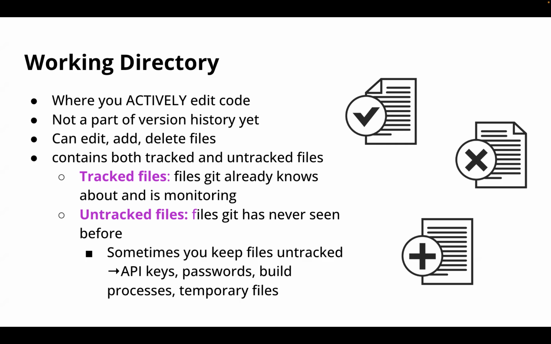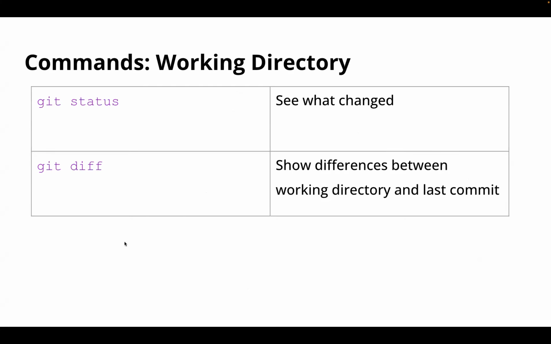Okay, so here's some commands that you might work with within the working directory. So we have git status. This is where you can see what has changed within your project, and then git diff. Basically it shows the differences between your current code and your last commit. So it shows the difference between two iterations of your project.